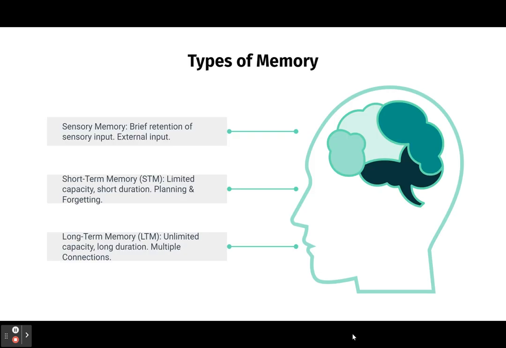So each type of memory that we have starts with sensory memory. We receive an impulse from our senses, whether we see, taste, smell, hear, or feel something with touch. Our sensory memory captures the richness of external input, including temperature, sounds, color, smell, and taste.